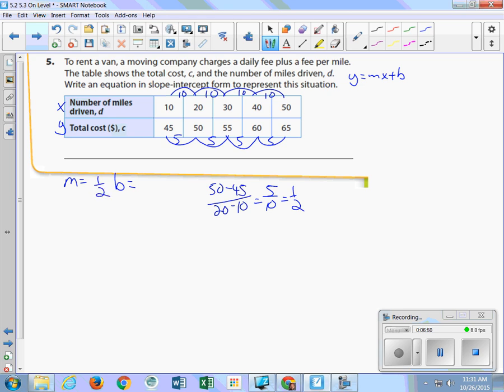Okay, so the slope is 1/2. If I go back 10, I get to 0. If I go back 5, I get to 40. The value of y when x is 0 is 40. That is my y-intercept. So my equation is y equals 1/2 x plus 40. Okay.